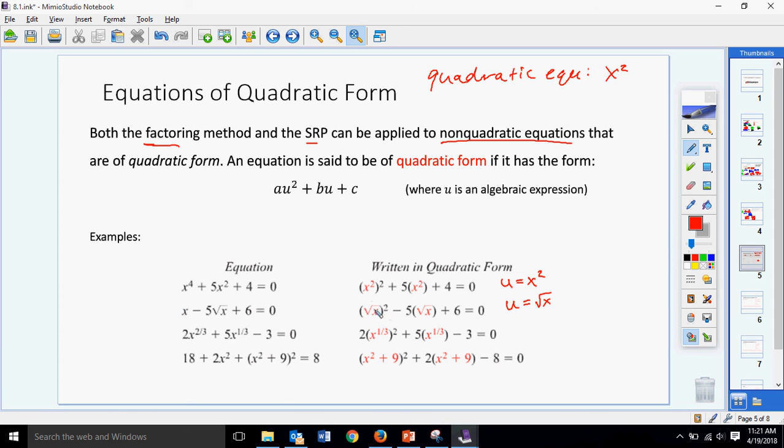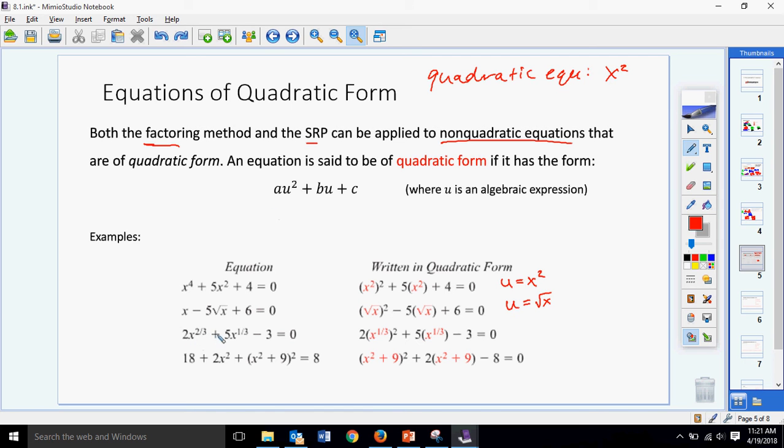So what they're subbing in for the first term is x. The A is 1, the B is 5, and the C is 6. The U is the square root of x. Because the square root and the square cancel, I'd be left with x minus 5 square root of x plus 6. And that's right back to my original.